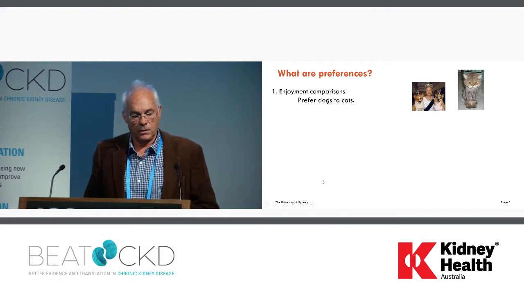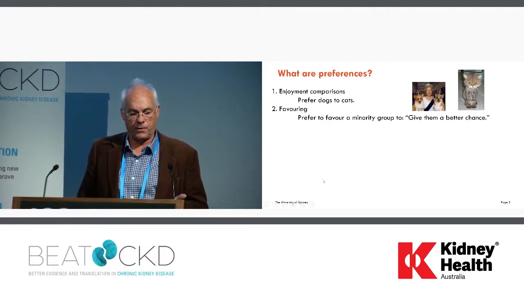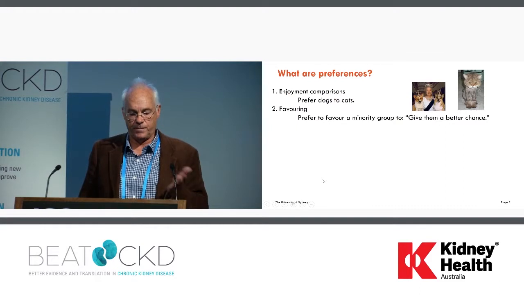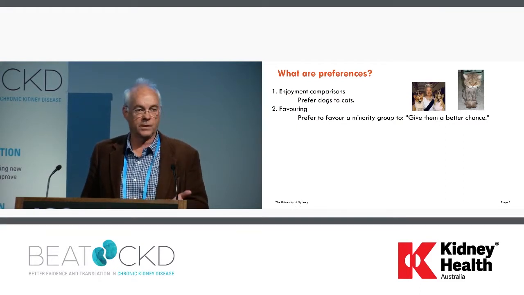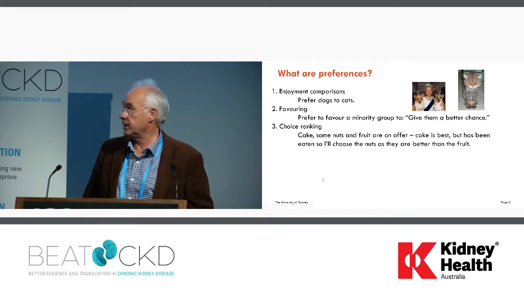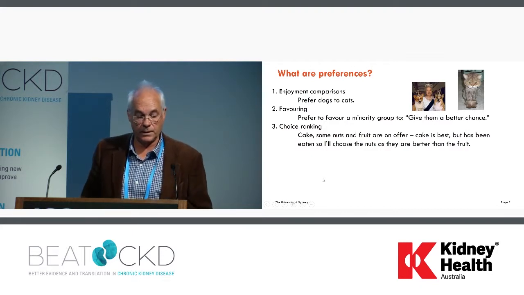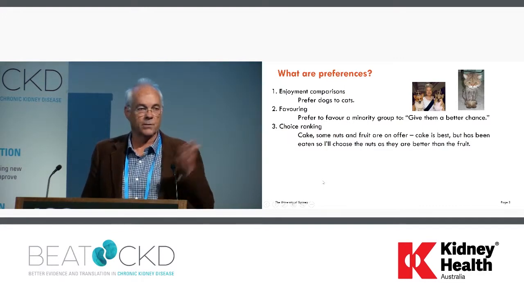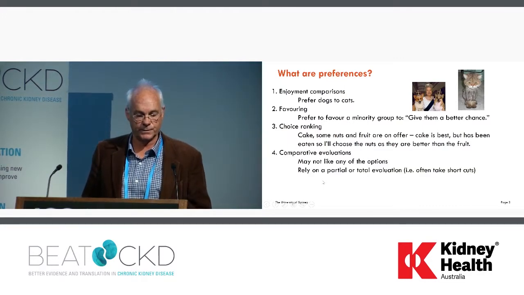You might have a preference to favour. So you favour perhaps a minority group to give them a better chance. So it's a favouring type of preference. Or a choice ranking. So you like cake better than nuts and fruit, but the cake's gone, so you'll take the nuts. So it's just a ranking of choices and preferences.